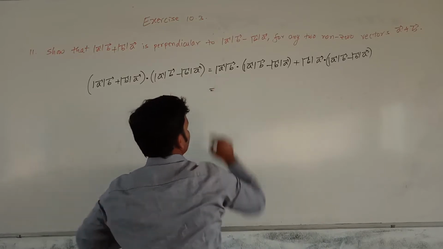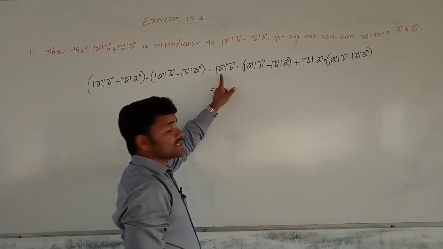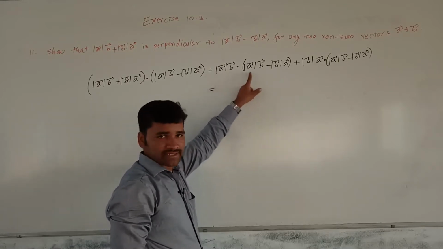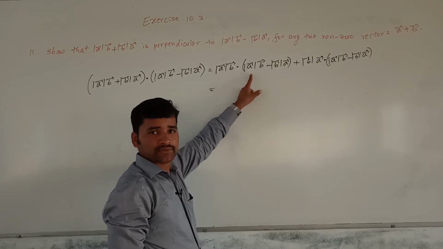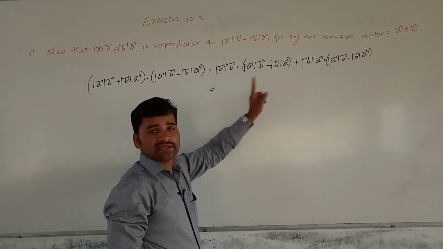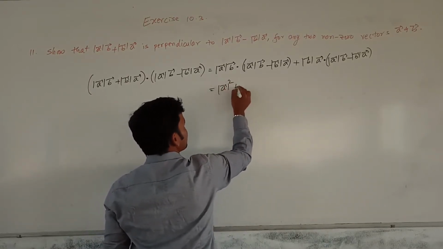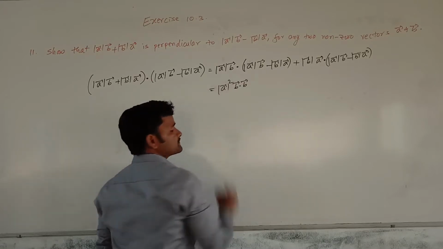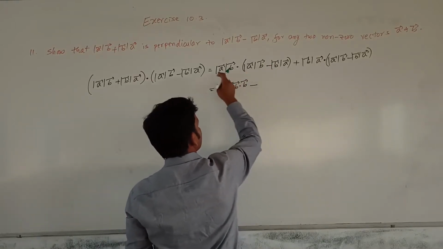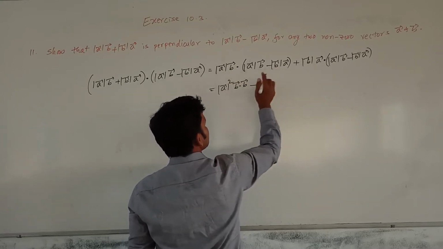Now the dot product of these two. Magnitude of vector A is a scalar quantity. It is like 2, 3, 4, whatever. Here also magnitude of vector A is there, a scalar quantity. Only two vectors are there, vector B and vector B. This can be written as magnitude of A square into B dot B. Next, dot product with the second one, minus, here magnitude of vector A is a scalar quantity, magnitude of vector B is a scalar quantity.